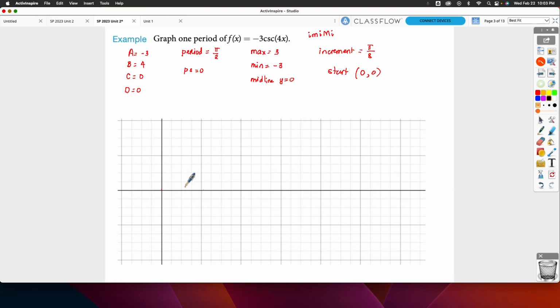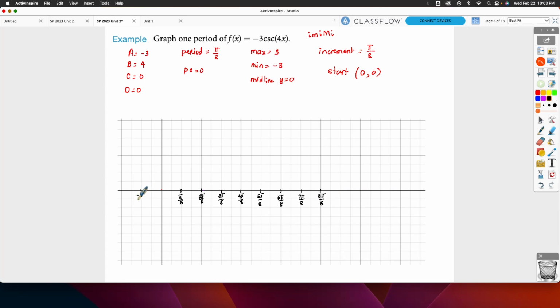So let's go ahead and map this out. We've got pi over 8, 2 pi over 8, 3 pi over 8, 4 pi over 8, 5 pi over 8, 6 pi over 8. Actually, we are only asked to find 1 period, and 1 period is equal to pi over 2. So we can stop right here because this is already equal to pi.